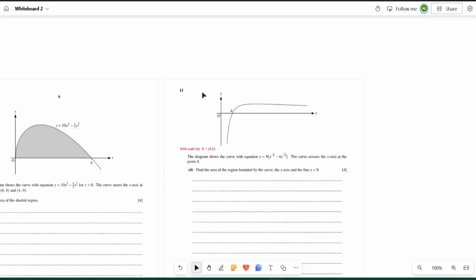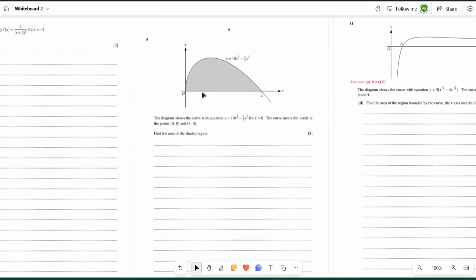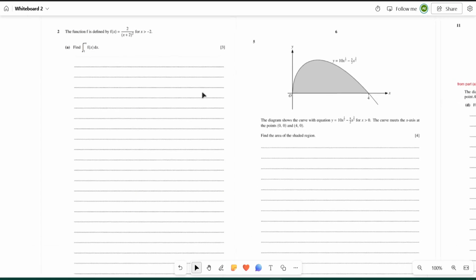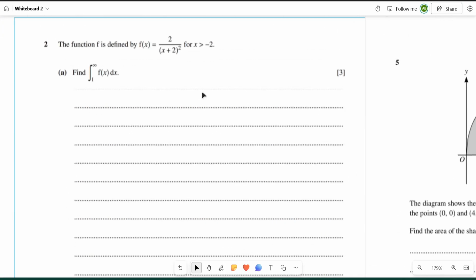Now, let's continue for the next question. Okay, this question is interesting, and it's an interesting idea that comes. It's called an improper integration.